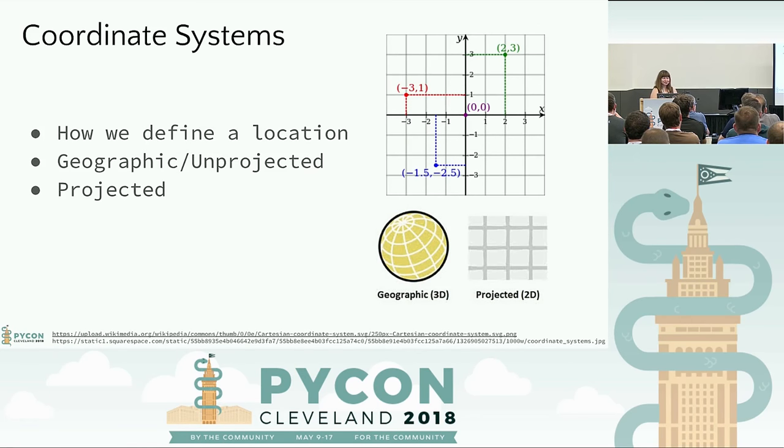So coordinate systems are closely tied to projections, especially how we're going to use them today. Coordinate systems are how we define a location on the Earth. And just like in geometry, you have a plane with an origin, and then you have two points that allow you to find your location. So coordinate systems for the Earth can either be geographic or unprojected, so we're modeling it based on the spherical Earth, or they can be based on a projection.